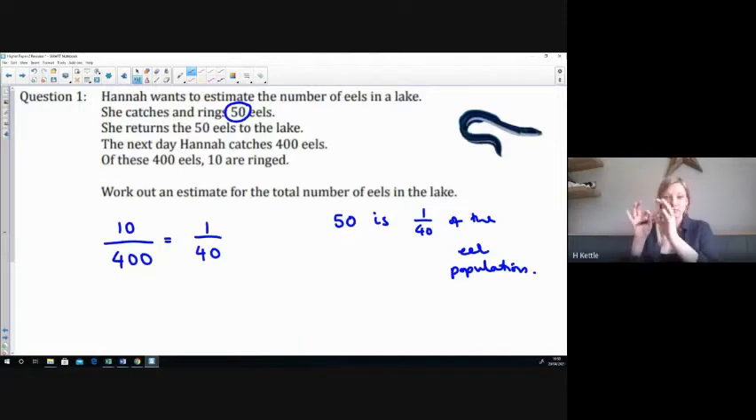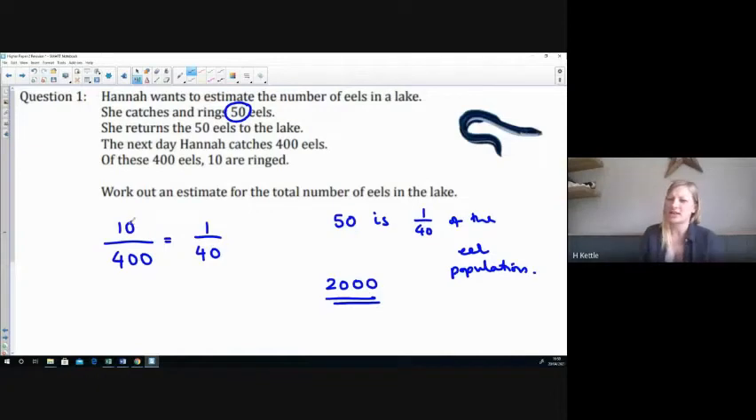If she put rings on 50, then we know that there would have to be 40 times greater than that for that fraction to be about correct. So I would do 50 times 40. Now 5 times 4 is 20, and then add the 2 zeros on. So we think there's probably about 2,000 eels in the lake by those numbers.